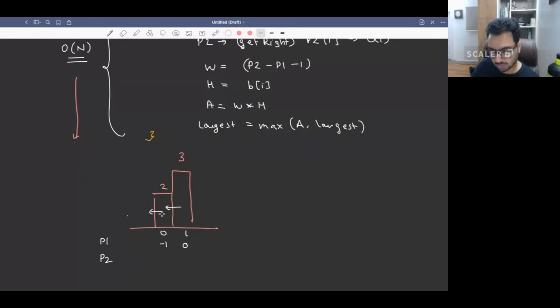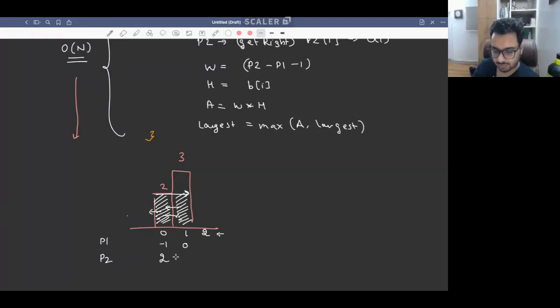What about P2? Do I have anything smaller on the right? No. What does it mean? If I start with 2, can I include this element? Of course, yes, I can include this element. So I want to calculate the width. Where should I stop? Can I say if I do not find the smaller element on the right, I should stop at the nth index? I should stop at 2.